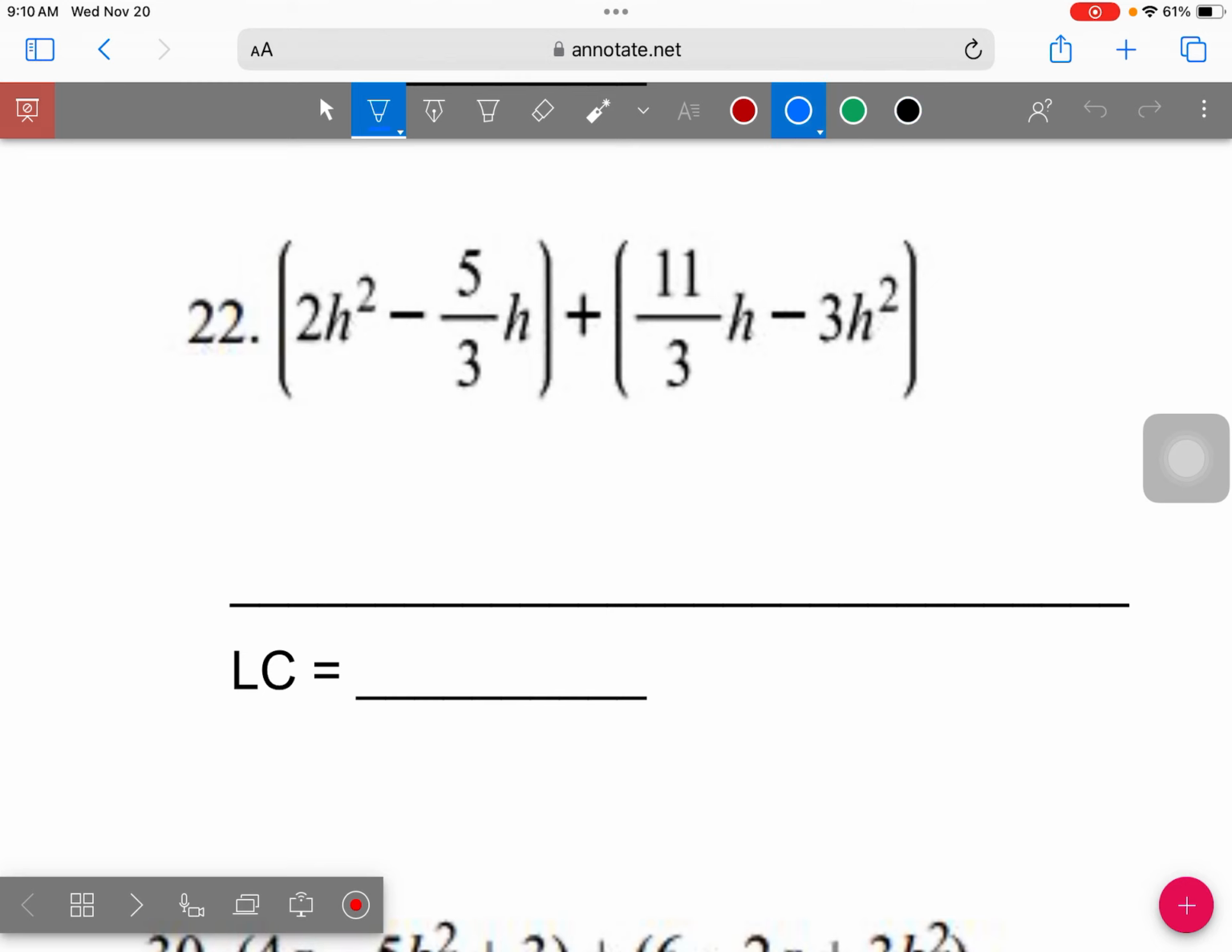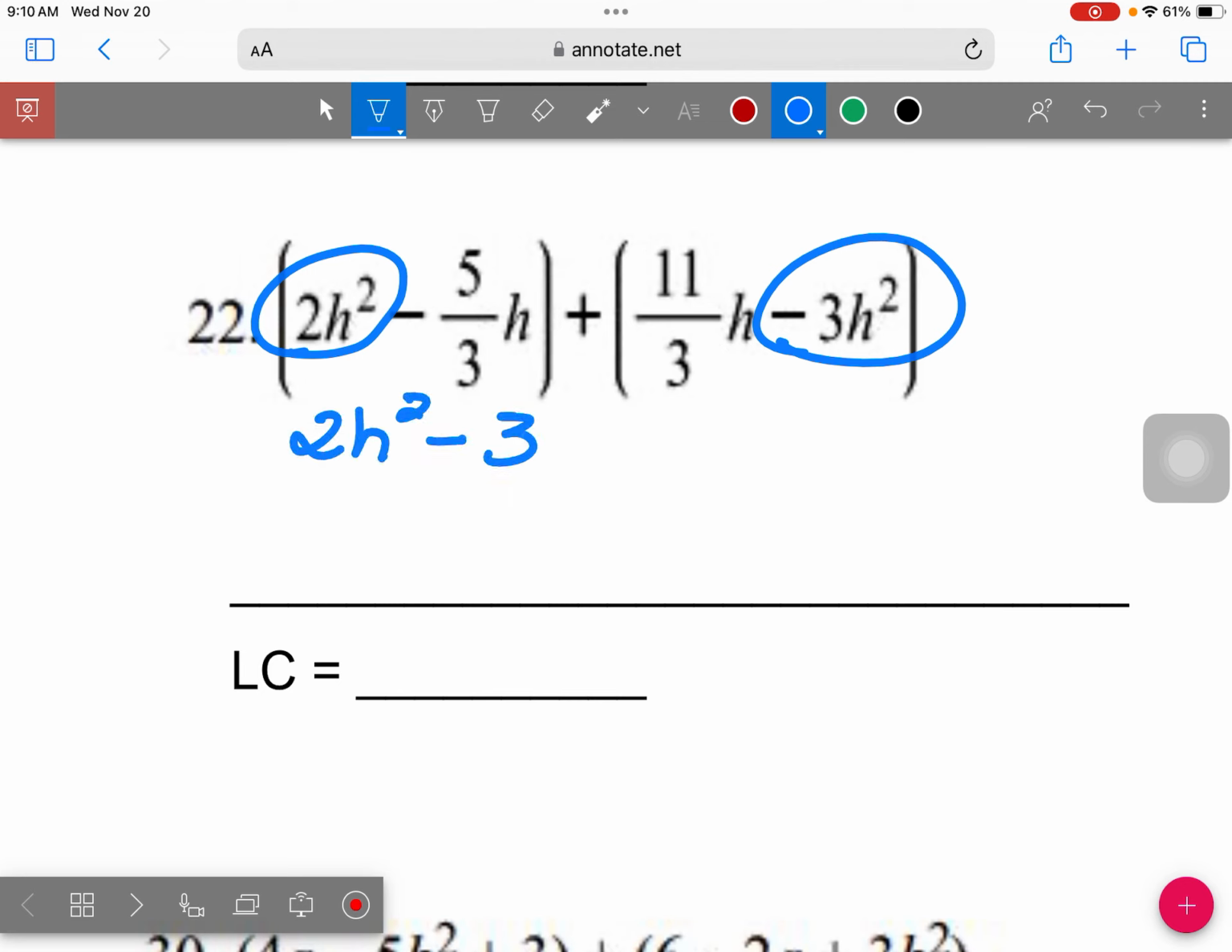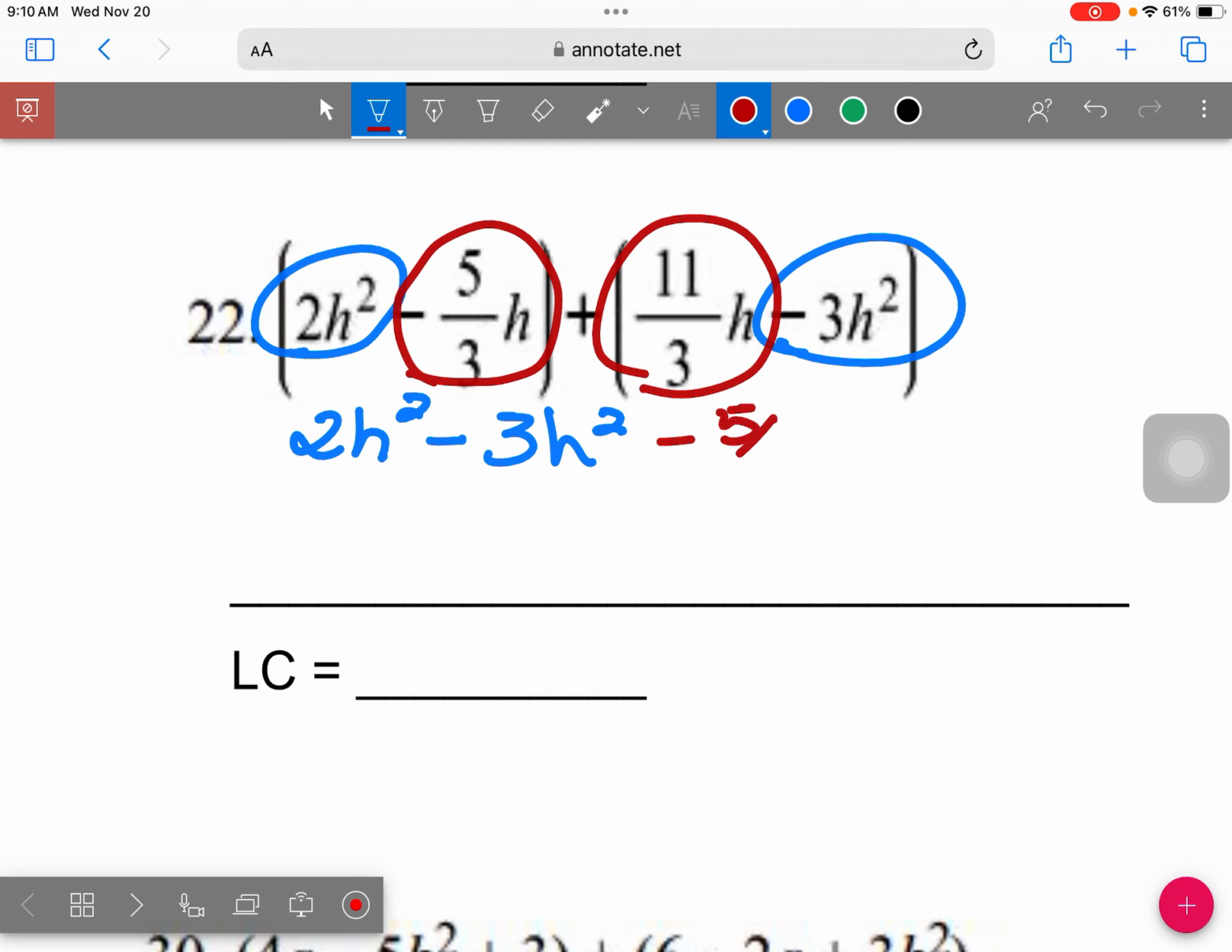So I am going to put together like terms. I have 2h squared minus 3h squared. Okay, so 2h squared minus 3h squared. And then I have negative 5/3 h and 11/3 h. Okay, so minus 5/3 h plus 11/3 h.